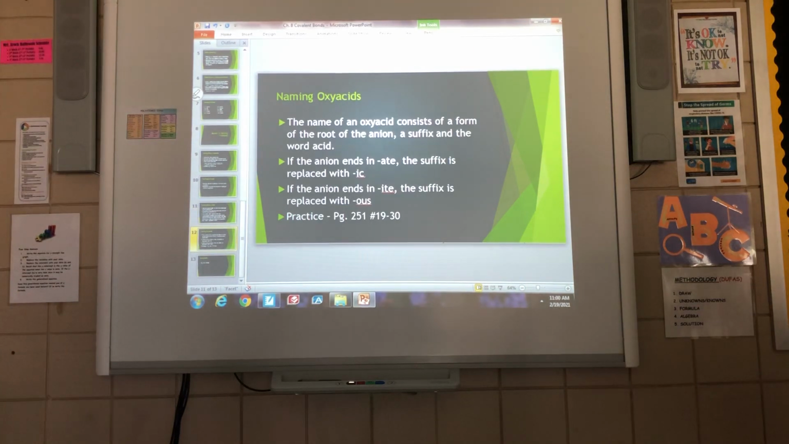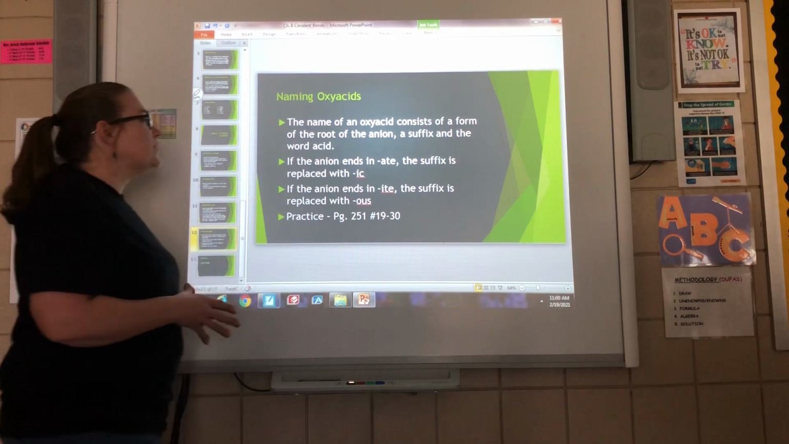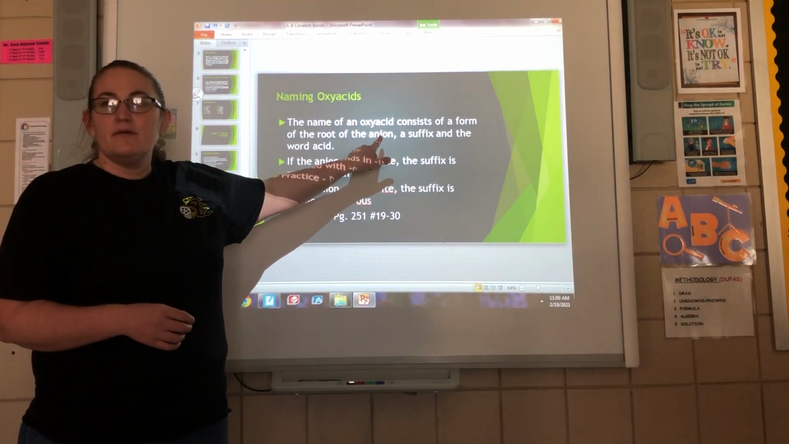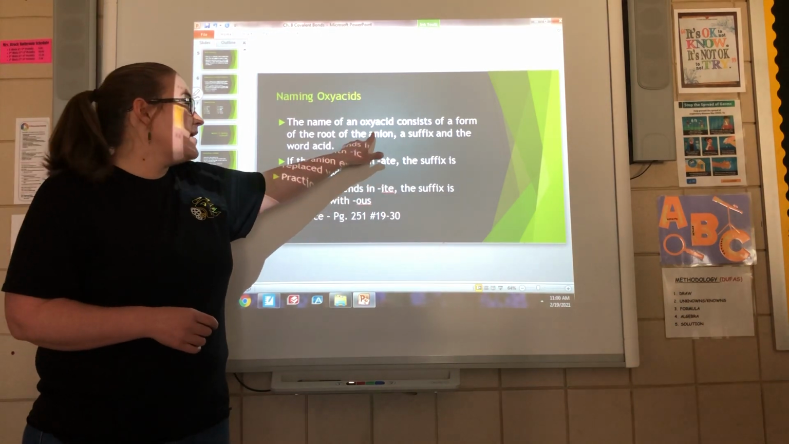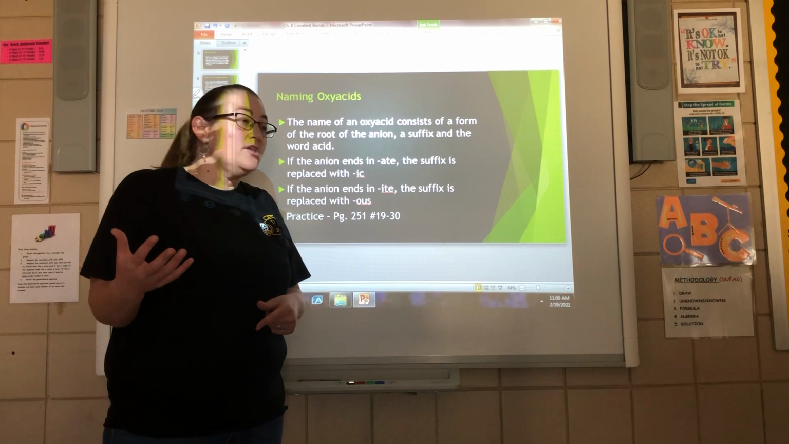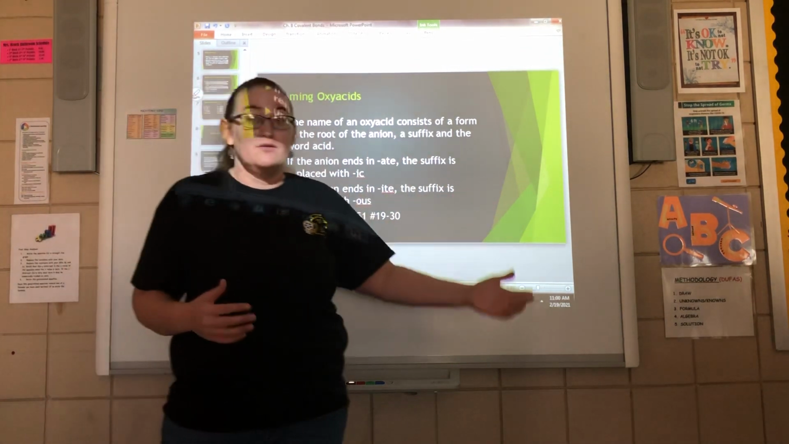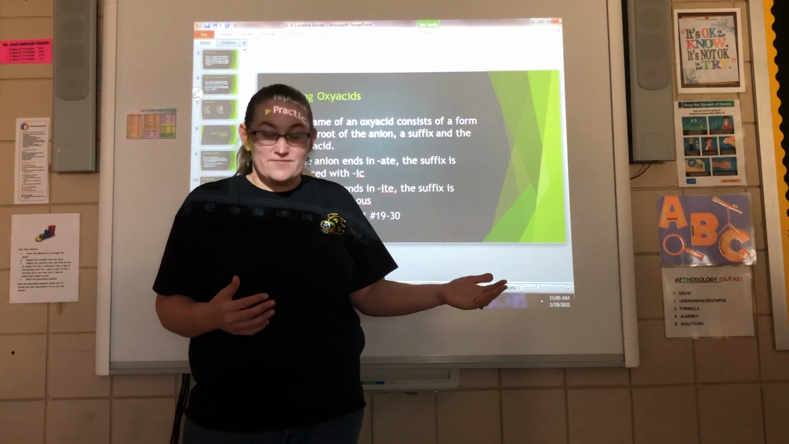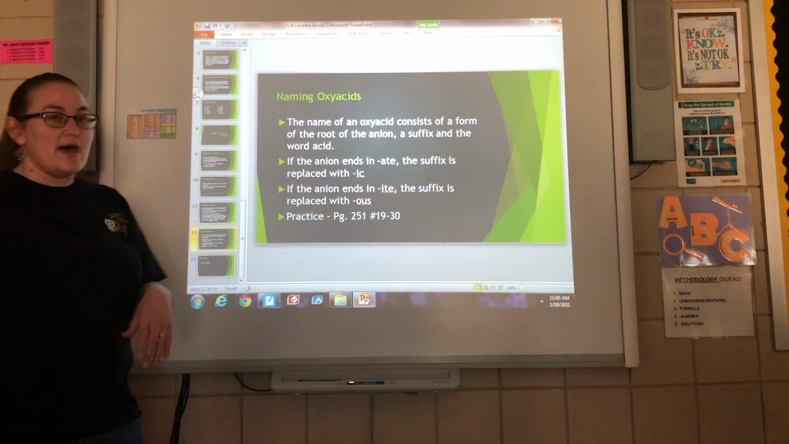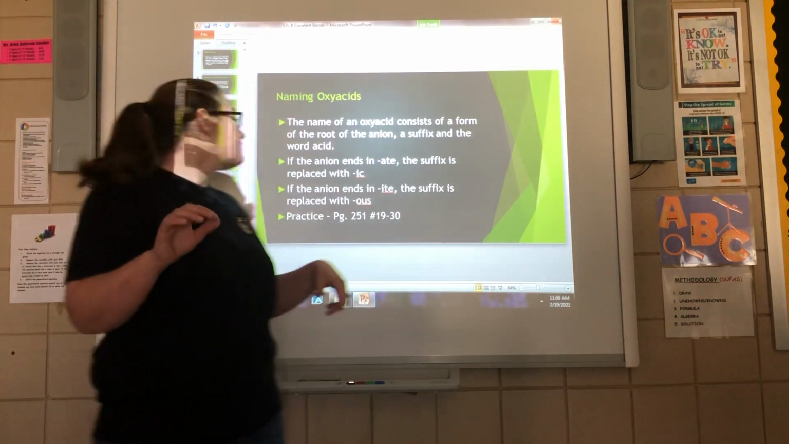If I have an oxyacid, I am going to look at the root of the anion. What was an anion? A negative ion. So anion is a negative ion. All of your acids are going to have hydrogen in there. So hydrogen is going to be your positive ion. It's the cation. So you're going to have hydrogen as the positive, and you're going to have some kind of anion there.